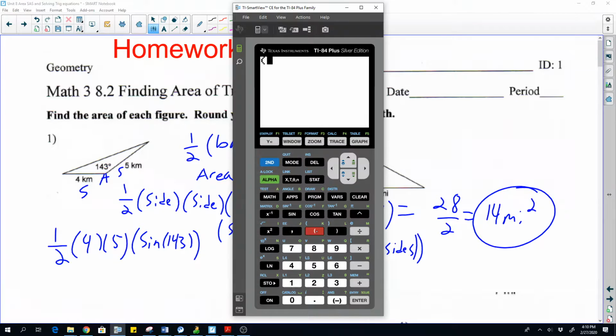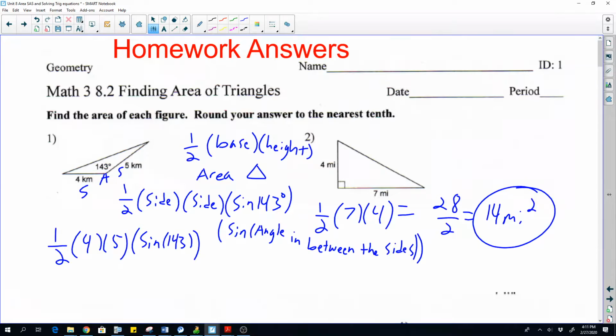So you could do 1/2, which is 1 divided by 2 on your calculator, or if you just want to use 0.5, that is a true statement. 1/2 is 0.5. And you could do times 4, just use parentheses if you want to, times 5. And then sine of 143 degrees, which is the angle in between the two sides. Don't forget your extra close parenthesis there. So we get 6.01. Rounding to the nearest tenth, that would just be 6.0. So our area is 6.0 kilometers squared. And that's pretty much in a nutshell.